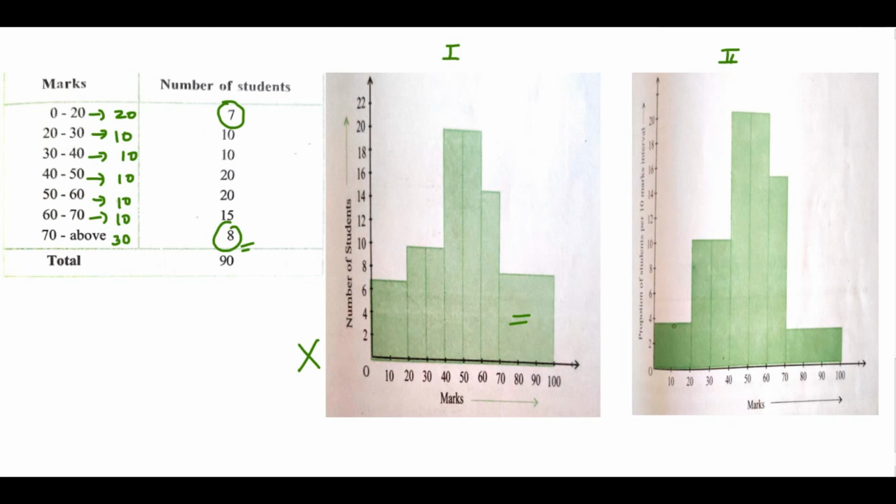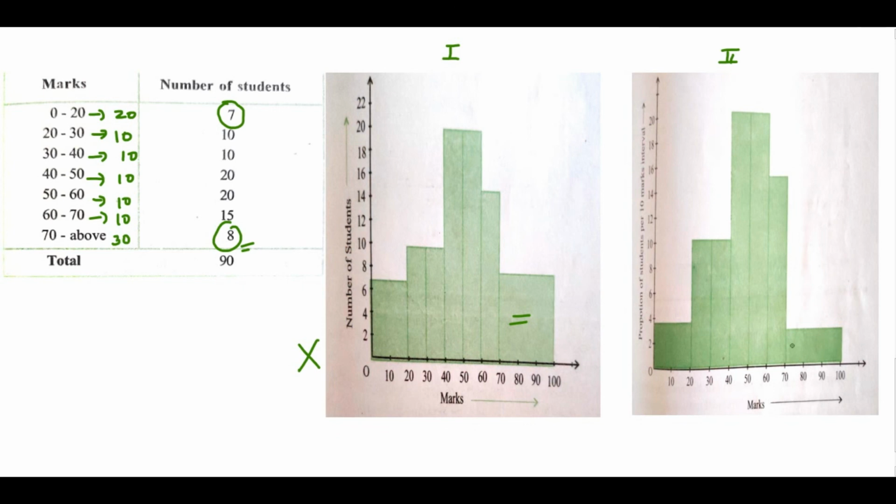So looking at the figure itself, you can make out that this histogram is wrong, because in a histogram the areas of the rectangles are actually proportional to the frequencies. That is why we take adjusted frequency when the class intervals are not of the same size. The adjusted frequency can be found using the formula minimum class size divided by class size into frequency. From this you can see the area of this rectangle will definitely be more than the area of this rectangle.